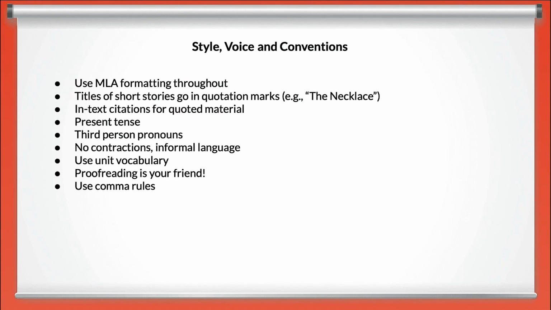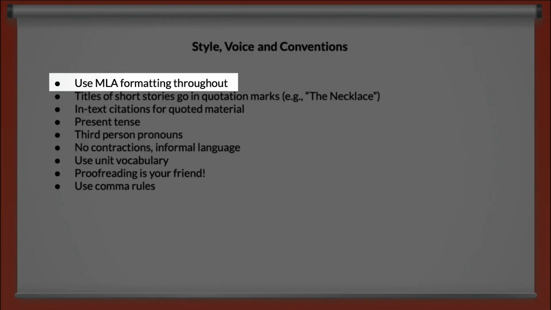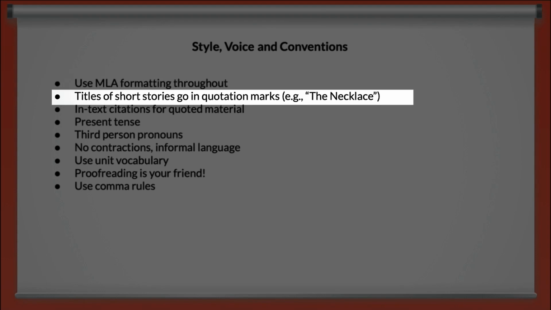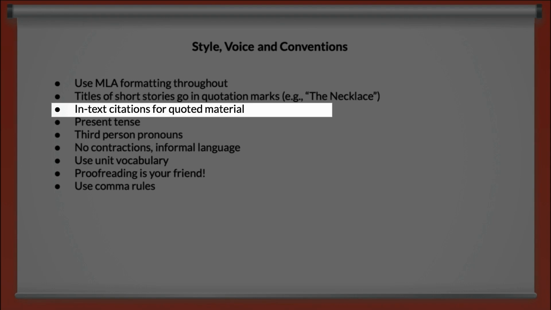Before we close out this video, I just want to go over a few things to keep in mind as you're writing your essay and finishing up your unit with the assessment. Make sure that you are using MLA formatting throughout your essay. So size 12 font in Arial or Times New Roman. Your whole paper should be double-spaced. Remember that titles of short stories are put in quotation marks and to use in-text citations throughout your essay when quoting material from the texts.